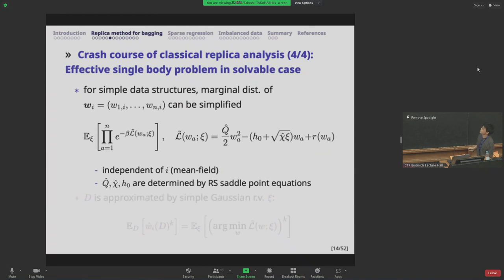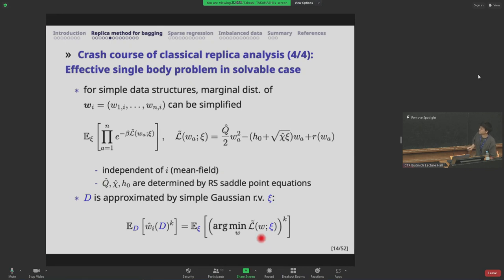Fortunately, for simple data structures, we can obtain a very simplified marginal distribution of this replicated system. Usually, the system is independent of the index of the component of the original estimator. This is very mean-field-like, and the parameters of this marginal distribution can be determined by the replica symmetric saddle point or the state evolution of the AMP algorithms. And in this effective single-body problem, the expectation with respect to D is approximated by a simple Gaussian random variable. Because this problem is simple enough, we can obtain many desired properties by using numerical integrals or analytical methods.